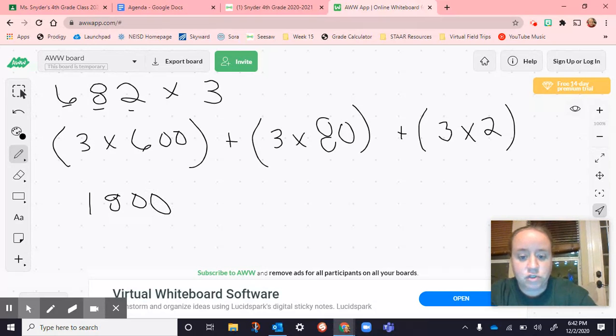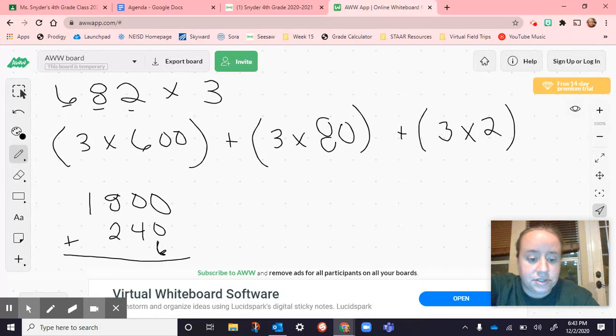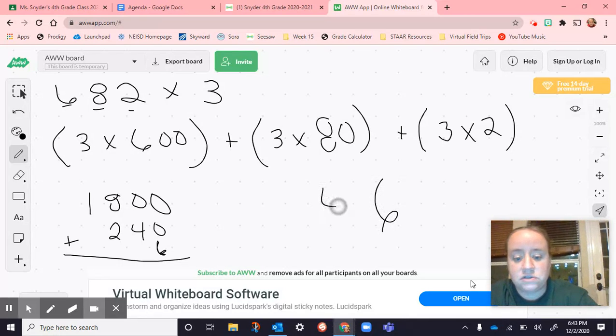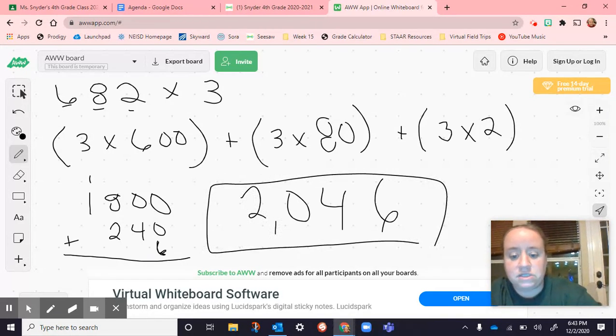3 times 8 is 24 with 1 zero for 240. And 3 times 2 is 6. And when I add those up, 0, 0, 6 is 6. 0 and 4 is 4. 8 and 2 is 10. I'm going to regroup, and 2. All right, so 2046 is what this equals here.